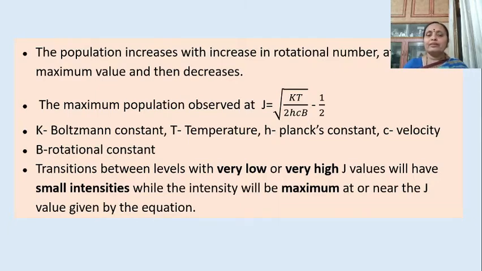Transitions between levels with very low or very high J values will have small intensities, while the intensities will be maximum at or near the J given by this expression: the square root of kT by 2hcB, minus 1 by 2.